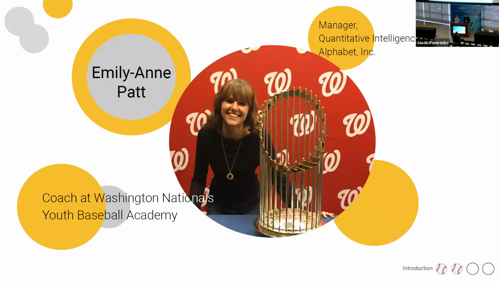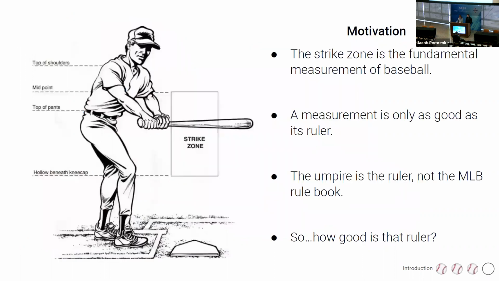Hi, everyone. I'm Emily. I'm Pat. In my day job, I lead a team of data scientists and methodologists for Alphabet or Google, depending on how you know it. But my most favorite thing to do is I volunteer coach with the Washington Nationals Youth Baseball Academy, teaching them mostly which hand the glove goes on. But eventually, some of my kids have gone on to college and high school ball, which is really rewarding. So, without further ado, here we go.